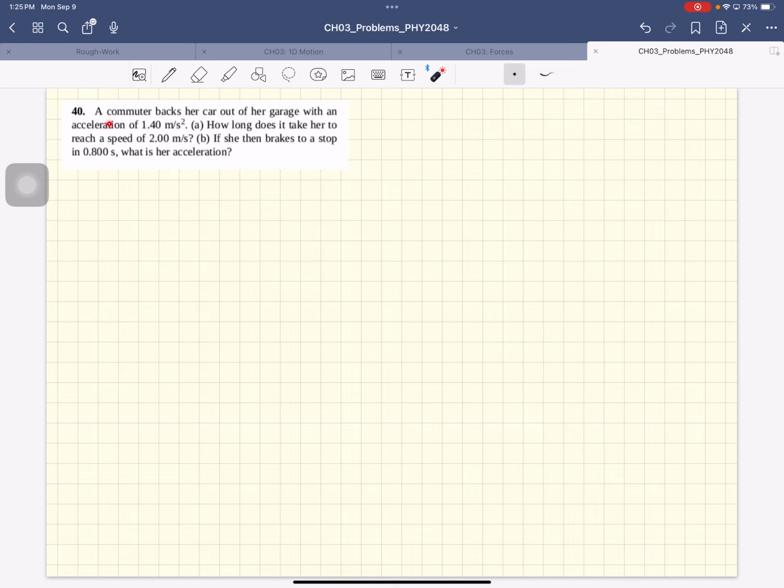This problem says a commuter backs her car out of her garage with an acceleration of 1.4 meters per second squared. How long does it take her to reach a speed of 2 meters per second? So there's the acceleration, and we'll make our axis point that way. Oftentimes I won't draw the axes, but from the sign you can tell which way the axis is pointing. It is 1.4 meters per second squared.